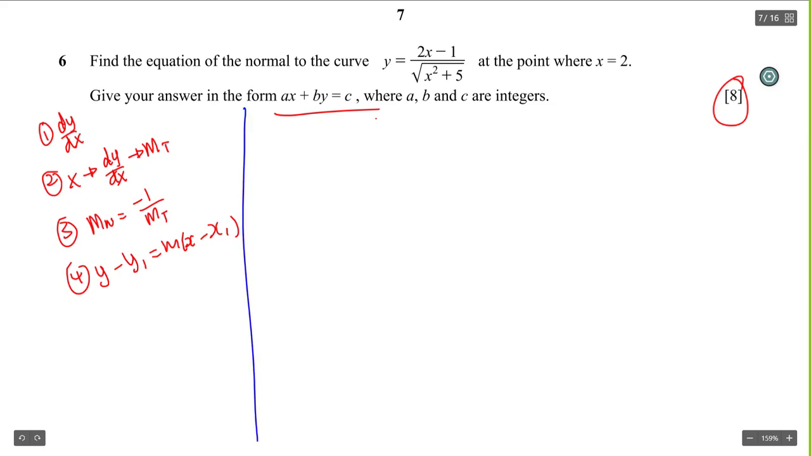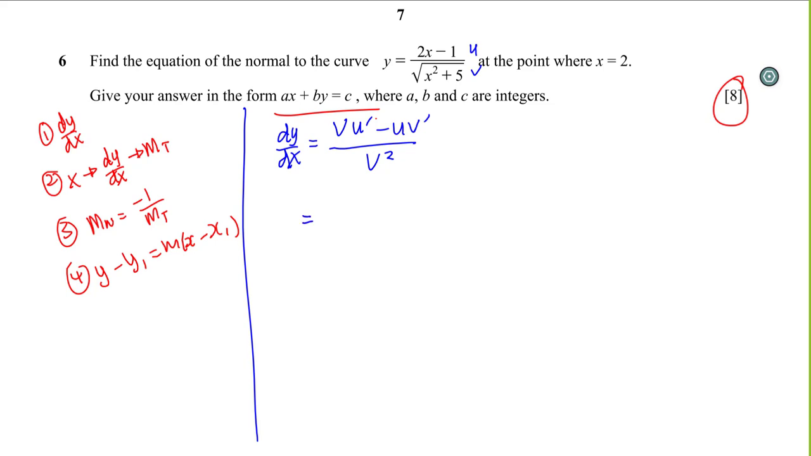Let's start our steps. This is u and v. It's a quotient rule. The quotient rule will be v du minus u dv over v squared, isn't it? So yeah, v is, okay, never mind, we do it slowly. We have 8 marks, I believe. We shouldn't make any careless mistakes. So this is x squared plus 5 to the power half.